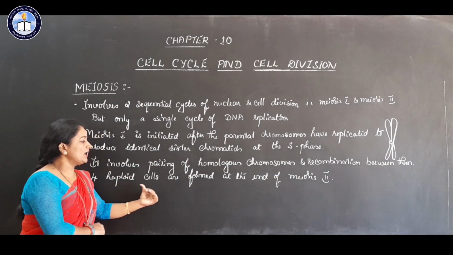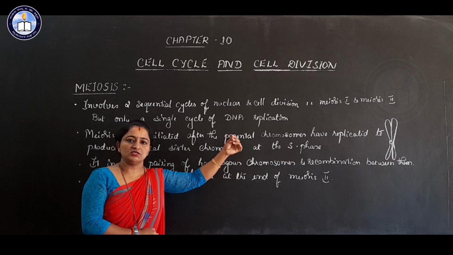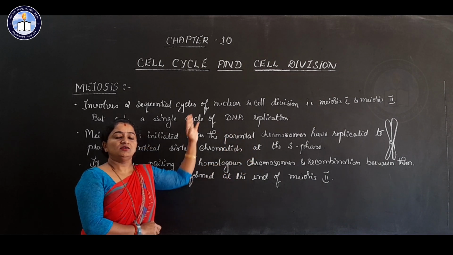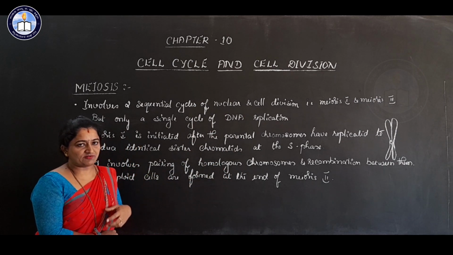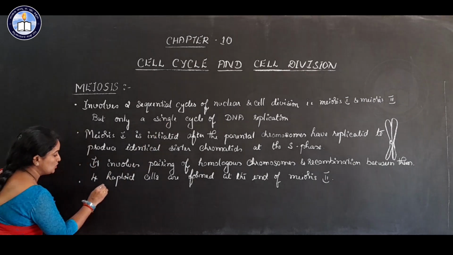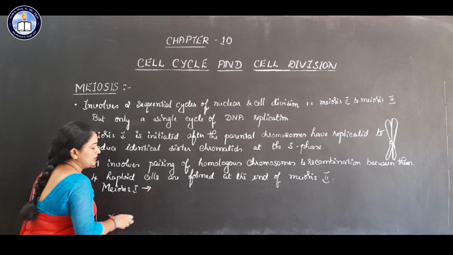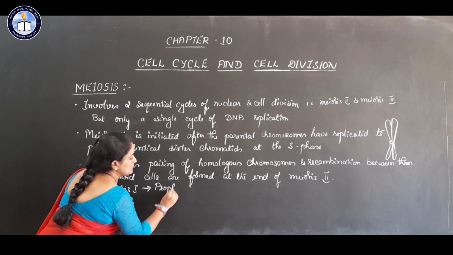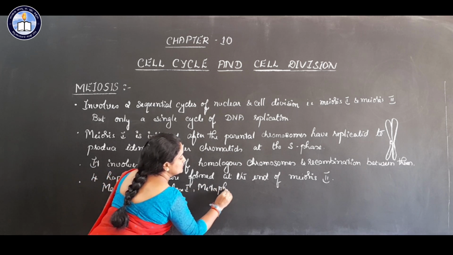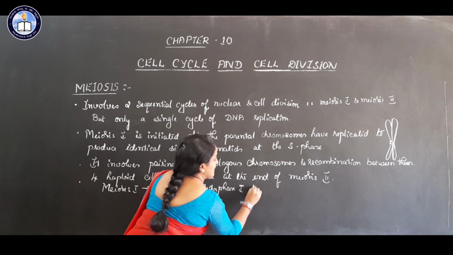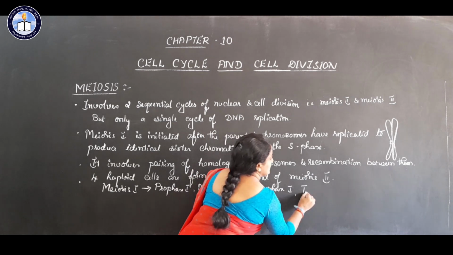And 4 haploid cells, which are called gametes, will be produced at the end of meiosis 2. Okay, this is about the key points of meiosis. And the meiosis substages that we know are meiosis 1 and meiosis 2. What all are there in meiosis 1? In meiosis 1, prophase 1, metaphase 1, anaphase 1, telophase 1.